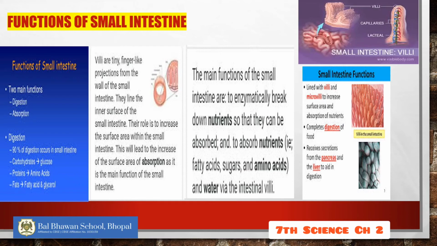Now comes the second function. What is that? Absorption. So for this absorption, the wall of the small intestine has many finger-like projections. These finger-like projections are called villi, and they are responsible for increasing the surface area of absorption. And as you know, the more the surface area, the more will be the rate of absorption. So here also these will increase the area so that more absorption of food takes place.